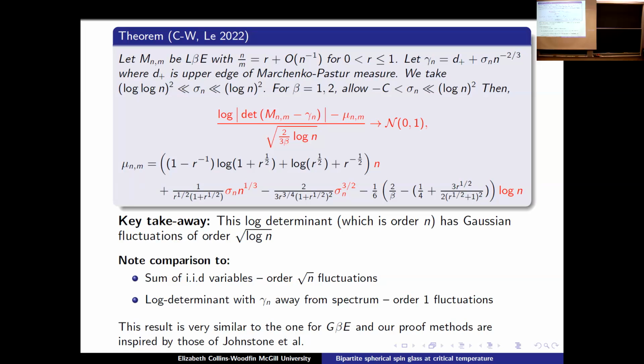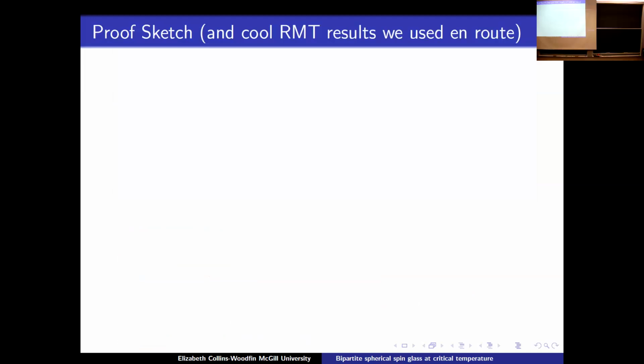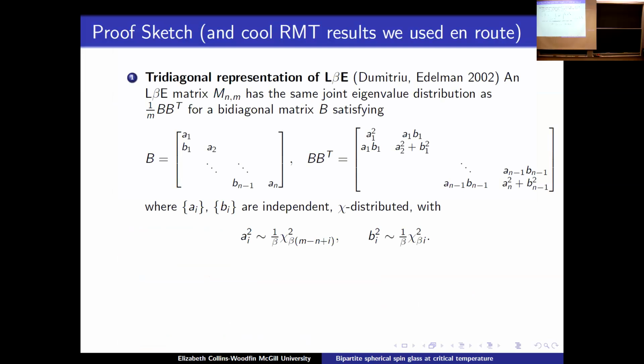All right. So I think I finished with that one. I'll briefly talk about some of the methods that went into this. And this is really also just kind of an excuse to show cool random matrix things that we found in the course of doing this. So one I've already mentioned is this tridiagonal representation for Laguerre beta ensembles. This one is from a paper of Dumitriu and Edelman in 2002. And what they show is that the Laguerre beta ensembles can be written in this tridiagonal form.